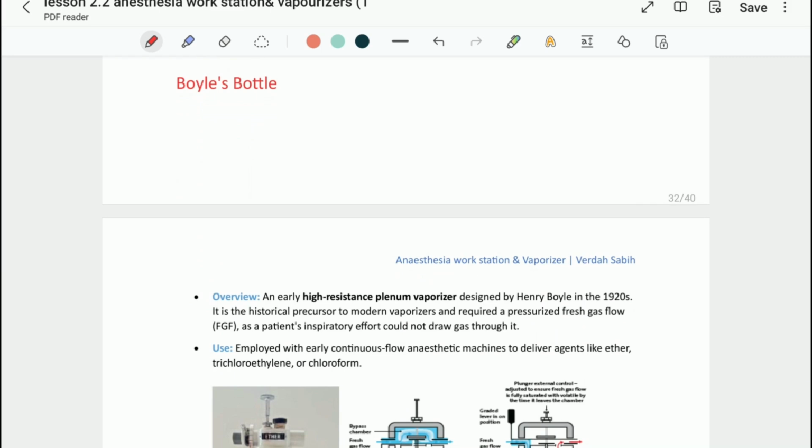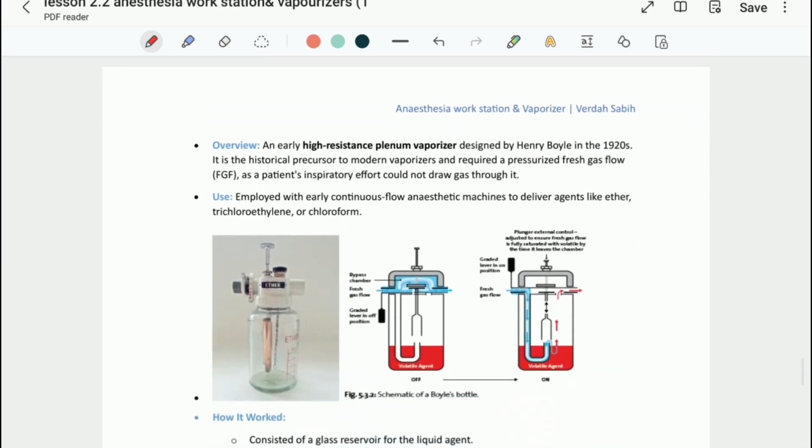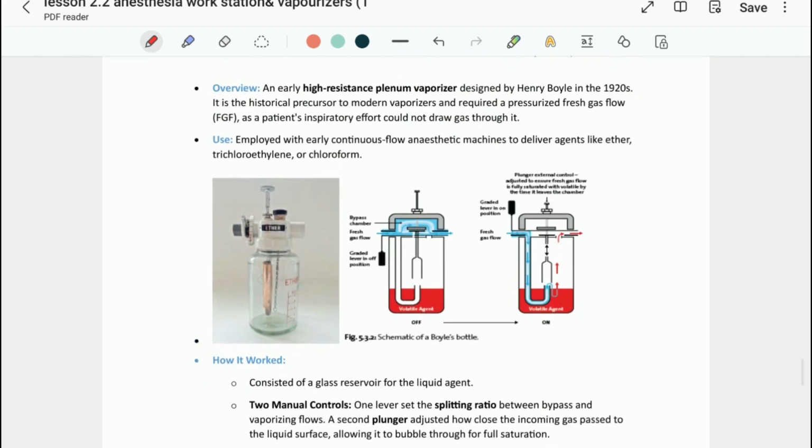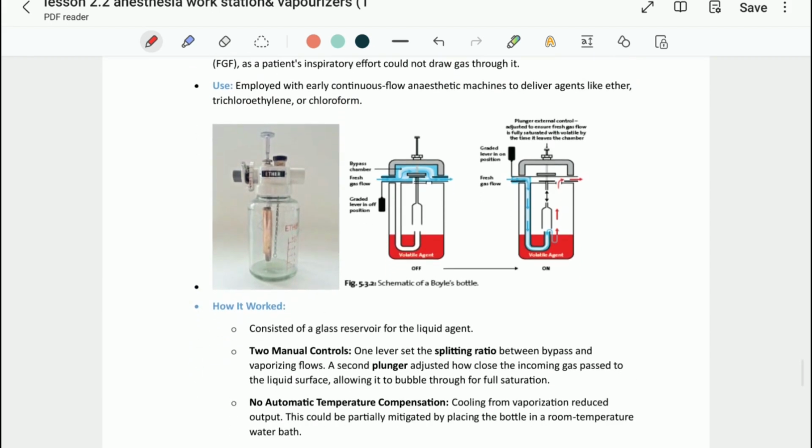It was an early high resistance plenum vaporizer which was designed by Henry Boyle in the 1920s. It is the historical precursor to the modern vaporizer, and it required a pressurized gas flow system, as the patient's inspiratory effort could not draw gas through it. It was employed with early continuous flow anesthetic machines to deliver agents like ether, trichloroethylene, or chloroform.